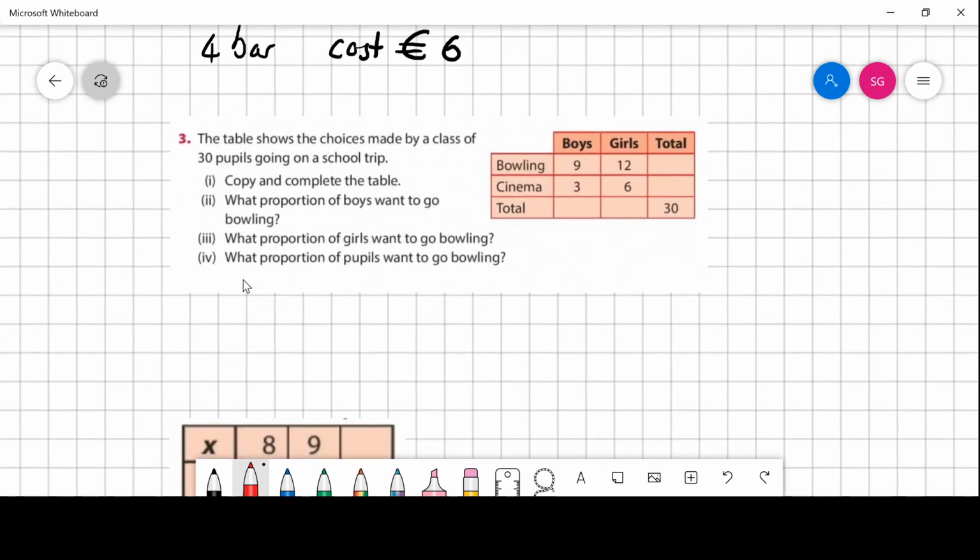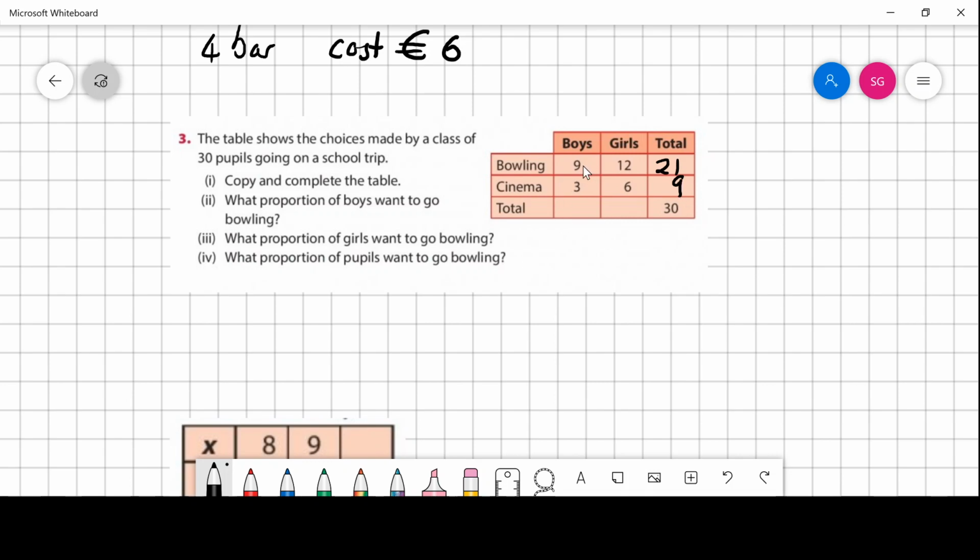Okay, so this question here, now this isn't all of question 3, I've left a little bit out here. The table shows the choices made by a class of 30 pupils going on a school trip, right? It goes copy and complete the table, okay. So how would we complete the table? So if 9 boys and 12 girls voted for bowling, how many people voted for bowling? Well, 9 plus 12, 21. If 3 boys and 6 girls voted for cinema, then 3 plus 6 total 9.